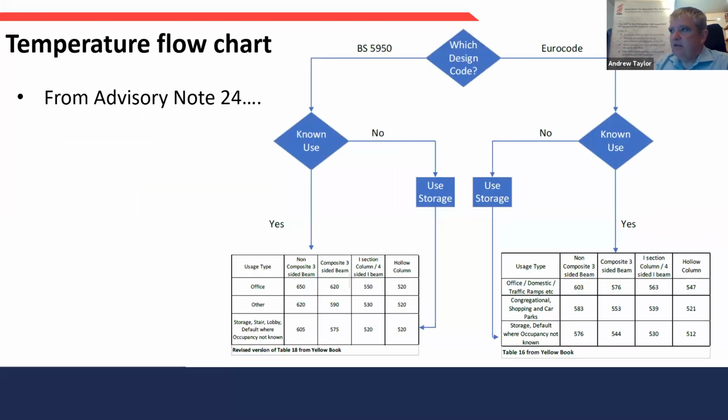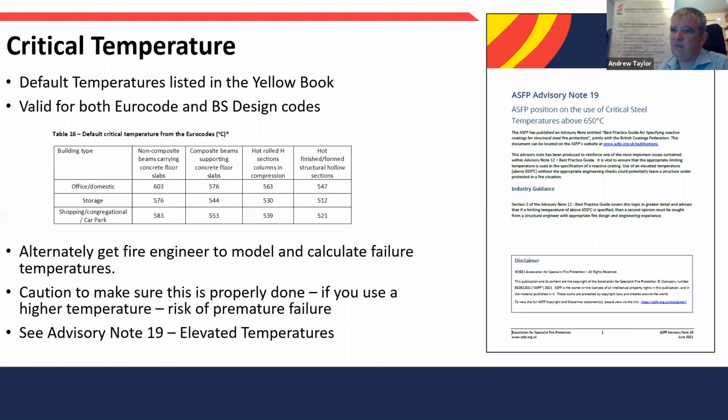So we put that document in. There's a flow chart in advisory note 24 that explains and underpins all of this. Please have a look at that, and those temperatures are in the tables that you've just seen on the two previous slides. Okay.